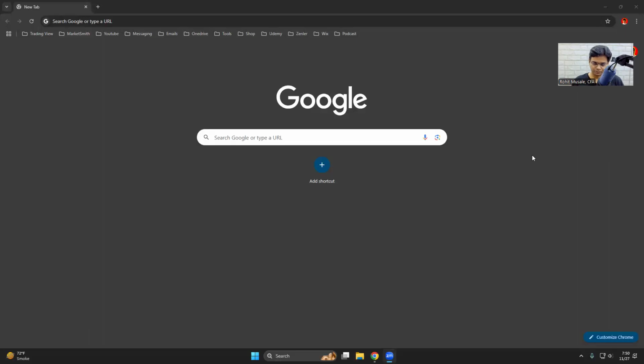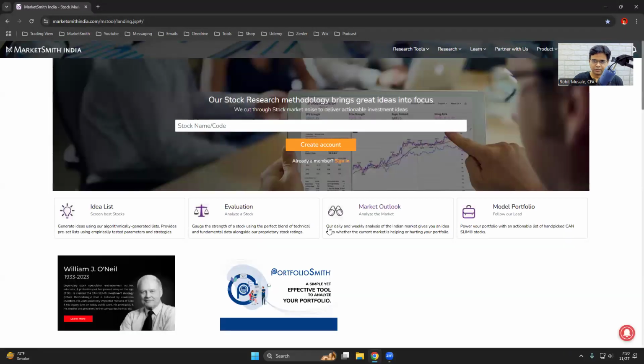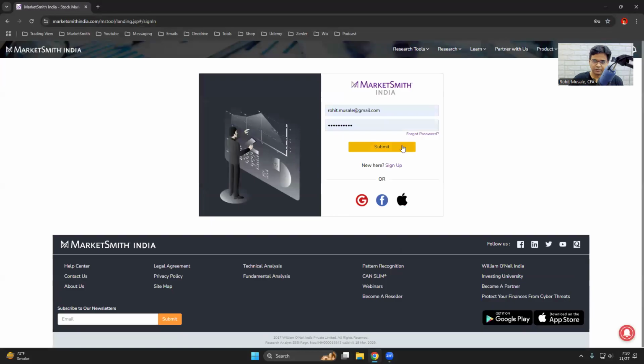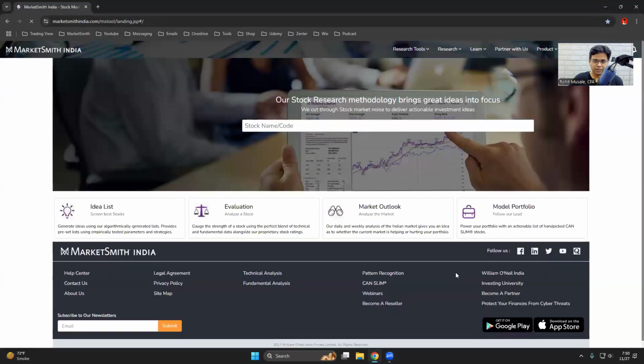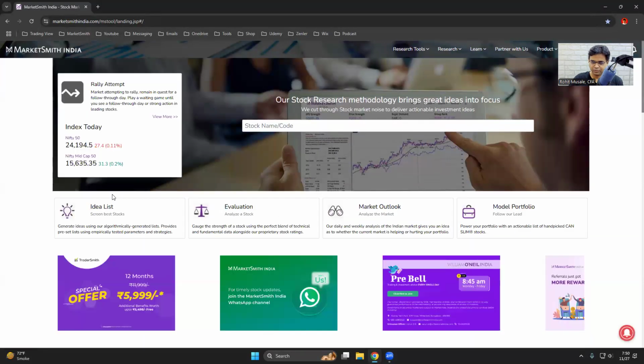So, as per the MarketSmith India platform, there are 4 states of the market. Let me explain. You go to MarketSmith. This is the homepage of MarketSmith. Let me sign in. And by the way, to use this, you don't need to have a pro subscription to MarketSmith to understand market conditions. I will just show you the link. You can use that link directly to determine what the market conditions are according to MarketSmith.